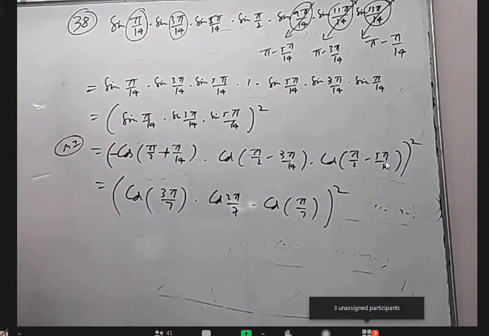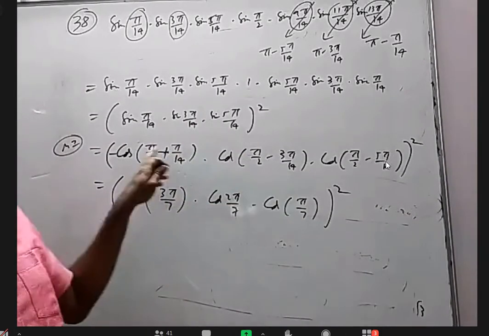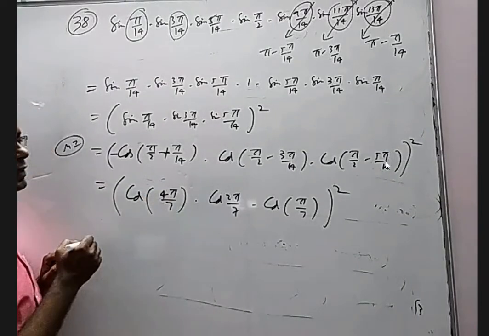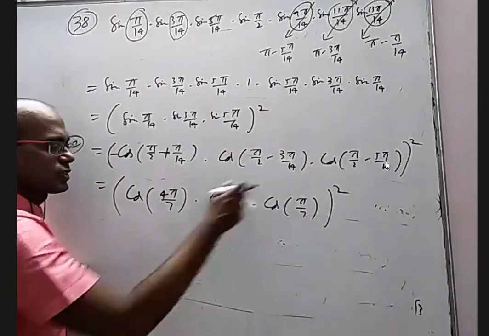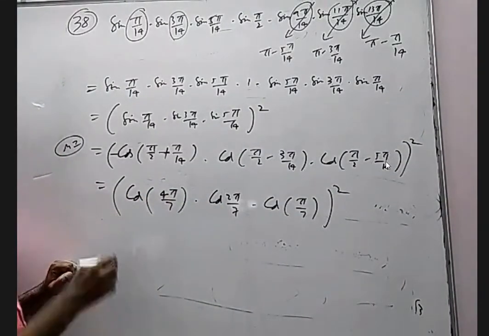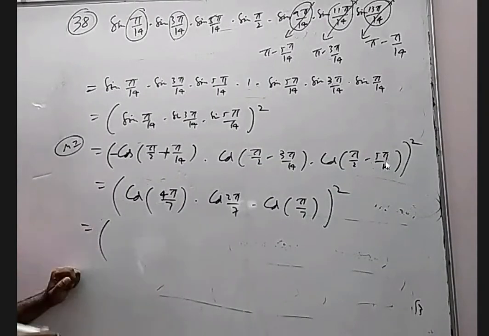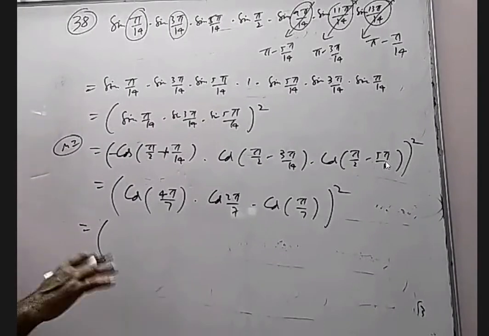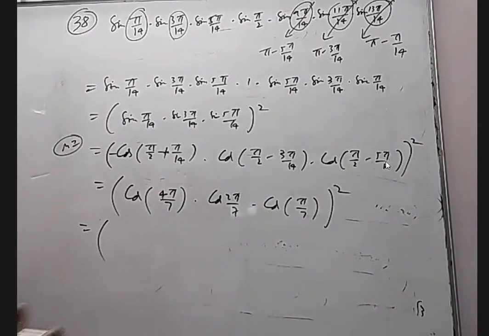So these two I wrote as 90 minus, but this I wrote as 90 plus because 3 pi by 7 was not useful. Now we'll get 4 pi by 7. For this it is double, and for that we have a procedure. There is a formula: cos theta into cos 2 theta into cos 4 theta into cos 8 theta. I will use the process, not the formula, but you can use the formula.